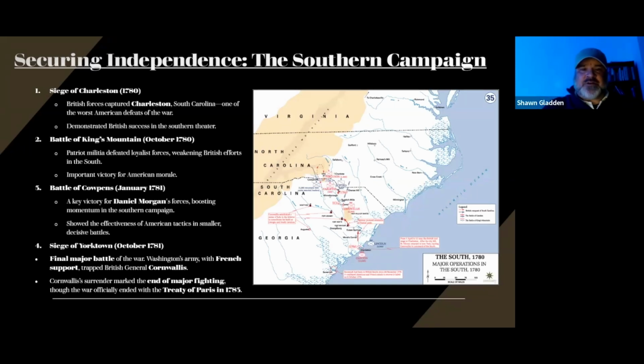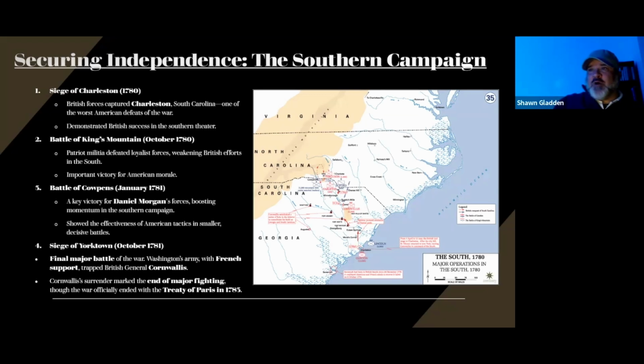In 1780, the British, after shifting their focus to the South, will capture Charleston in one of the worst defeats for the Continental Army. The British forces took control of the city, captured nearly 5,000 American troops, demonstrating their success in the Southern theater. The fall of Charleston really was a catastrophic loss. It was one of the more important ports, and it really does open up the South for any kind of advancement from the British standpoint.